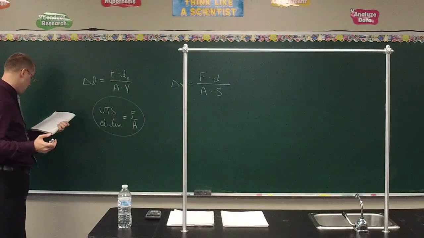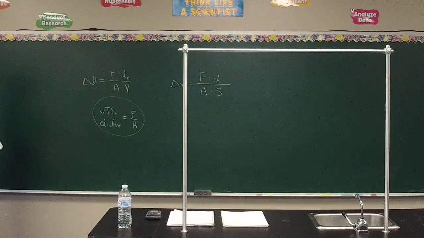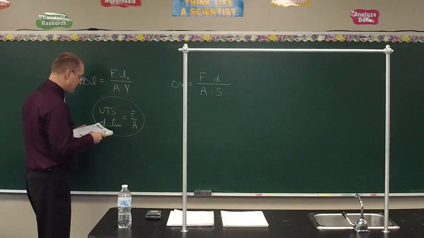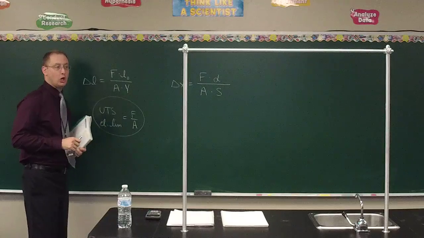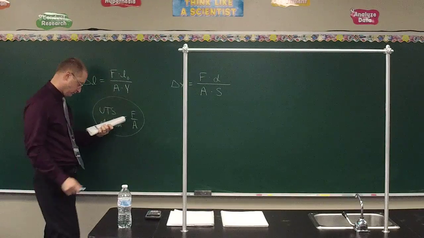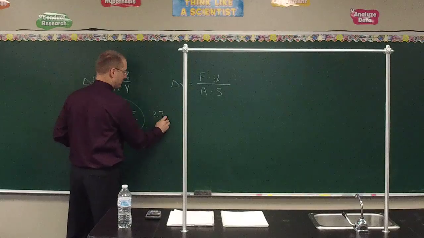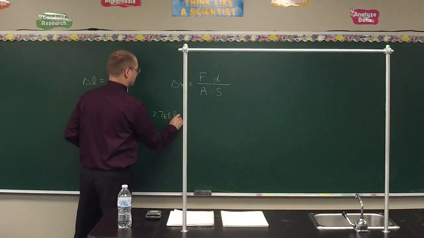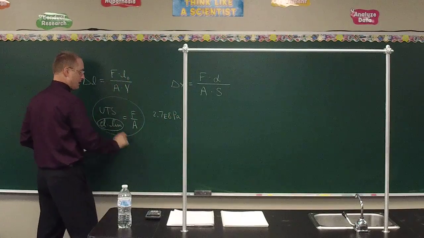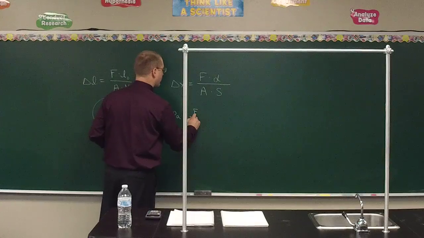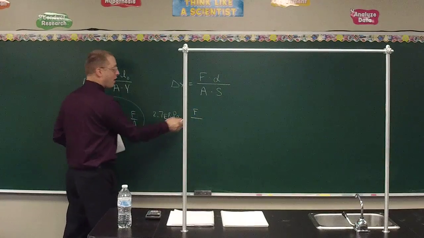So the first thing we need to do is we recognize it's an aluminum wire. The fact that it's made of aluminum, as we flip back a few pages, tells us the elastic limit. So what is the elastic limit for aluminum, Michael? 2.7. Oh yeah, E8 pascals. So that's the elastic limit, and we know that's going to be equal to whatever force is necessary to get to that point per unit area.